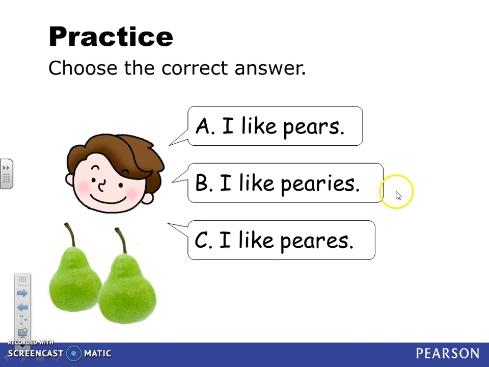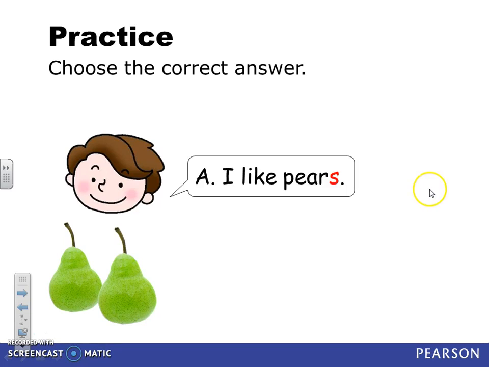Okay, finally, another practice. This time the boy likes pears. So do you think the correct answer is A, B, or C? Remember to look carefully and see which one is correct. 3, 2, 1. Good job if you said A. It's correct. I like pears. This time, we only need to add one s for the plural.